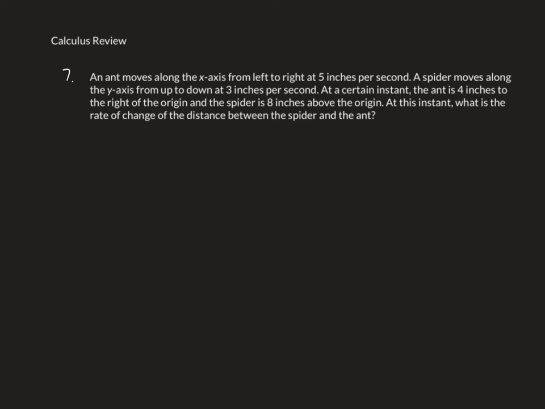Alright, so in this video we're going to cover questions 3 and 7 from the second review packet. An ant moves along the x-axis from left to right at 5 inches per second. So we've got an x-axis here. A spider moves along the y-axis from up to down at 3 inches per second. At a certain instant, the ant is 4 inches to the right of the origin.